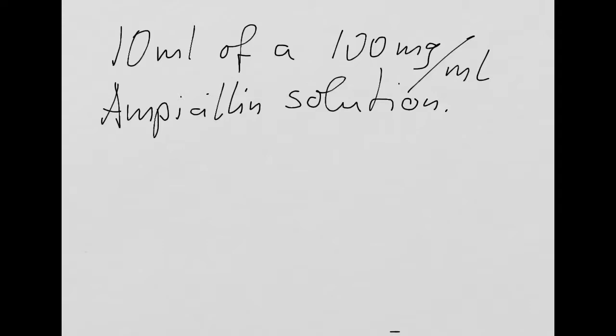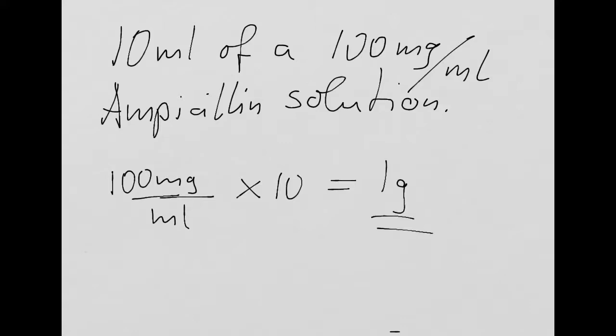Times the 100 by 10. Right. Because if it's 100 mg in 1 ml, 10 ml. So you say 100 milligrams per milliliter, that is in 1 milliliter. And we just simply times it by 10 because we want 10 milliliter. Gives you 1,000 mg, which is 1 gram. Absolutely right.